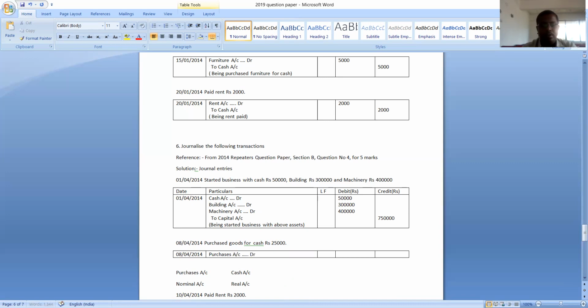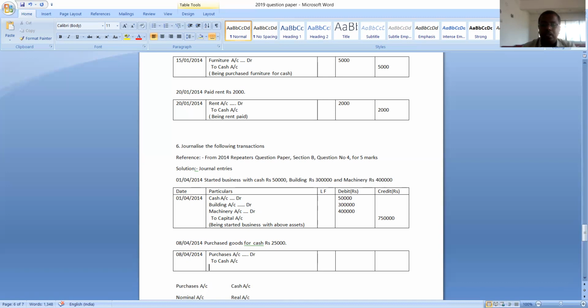So purchases account debit, to which account? Here goods are purchased for cash. Cash is a real account. What is the rule of real account? Debit what comes in, credit what goes out. Here cash is going out of the business. So we should credit cash account. What is the narration now? Narration is being goods purchased for cash. Debit column rupees 25,000 and credit column rupees 25,000.